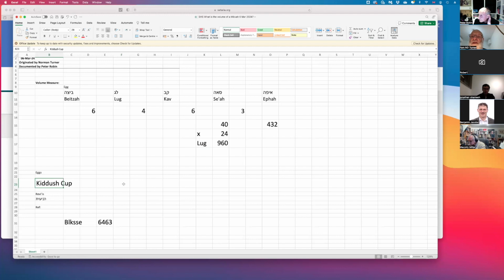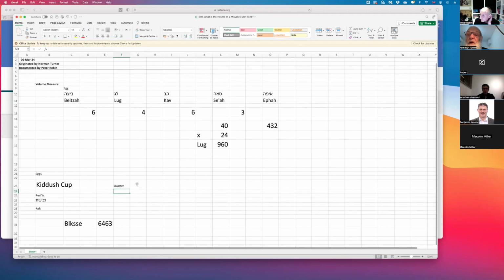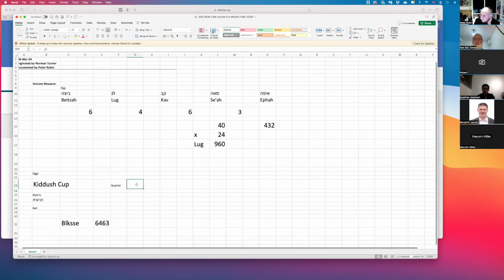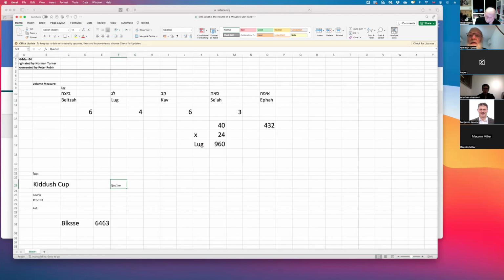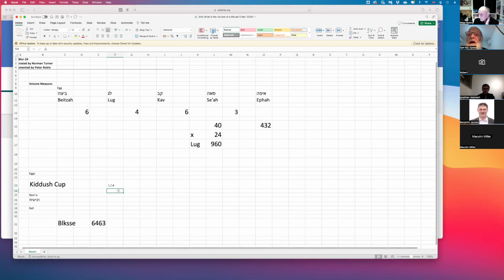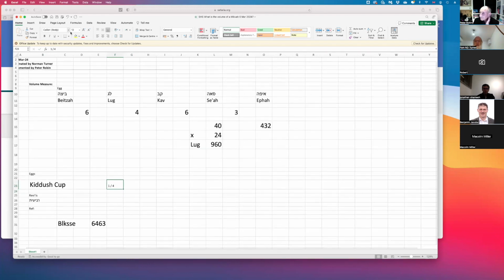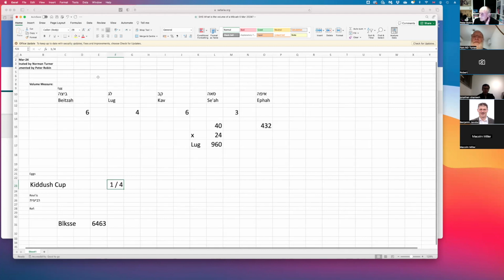Your Kiddush cup, under lug, it should say a quarter. Can we write a quarter there? Oh, 1/4 will be nice. Go into numbers. Can we do 1/4 instead of the word quarter? It doesn't matter terribly, but 1/4, yeah, that's good. And that sits under a Kiddush cup is a quarter of a lug.